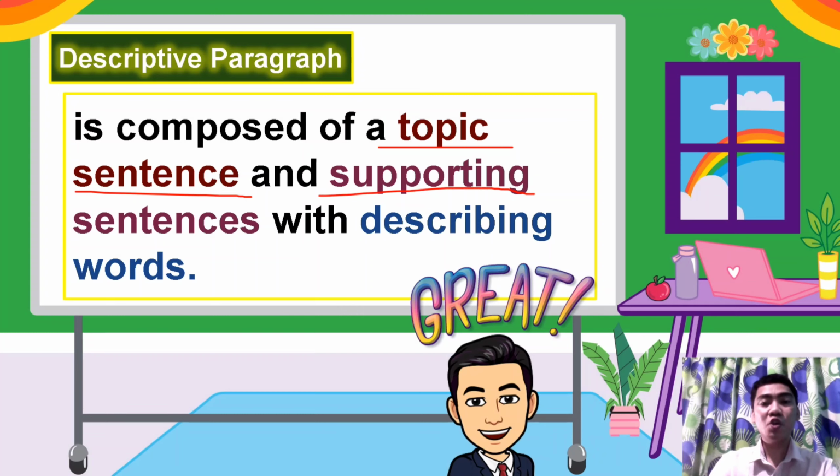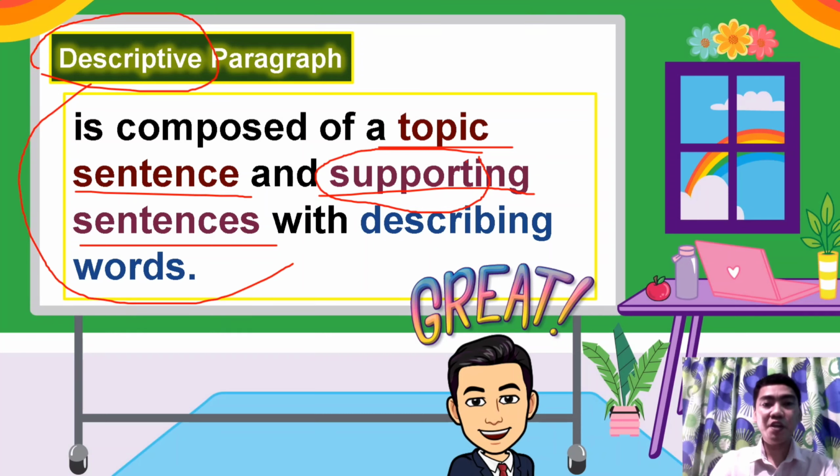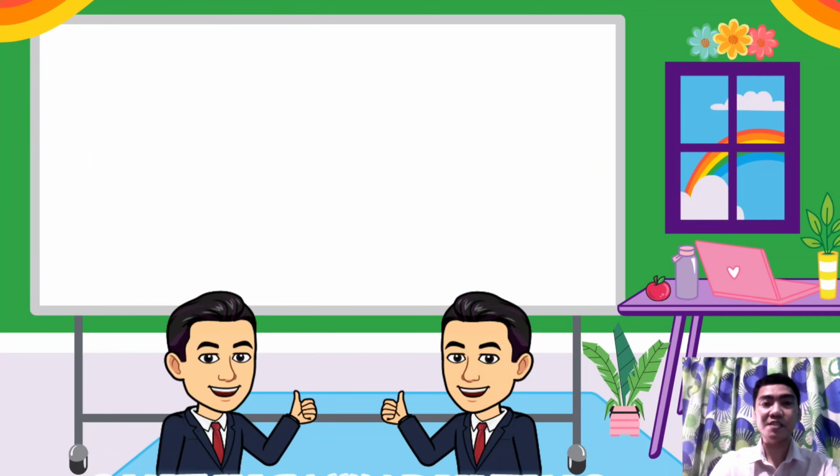What about these supporting sentences? From the word support, and descriptive is from the word describe. So can you see that? So maybe you have an idea about descriptive paragraph. Now let's try to differentiate a topic sentence from a supporting sentence.